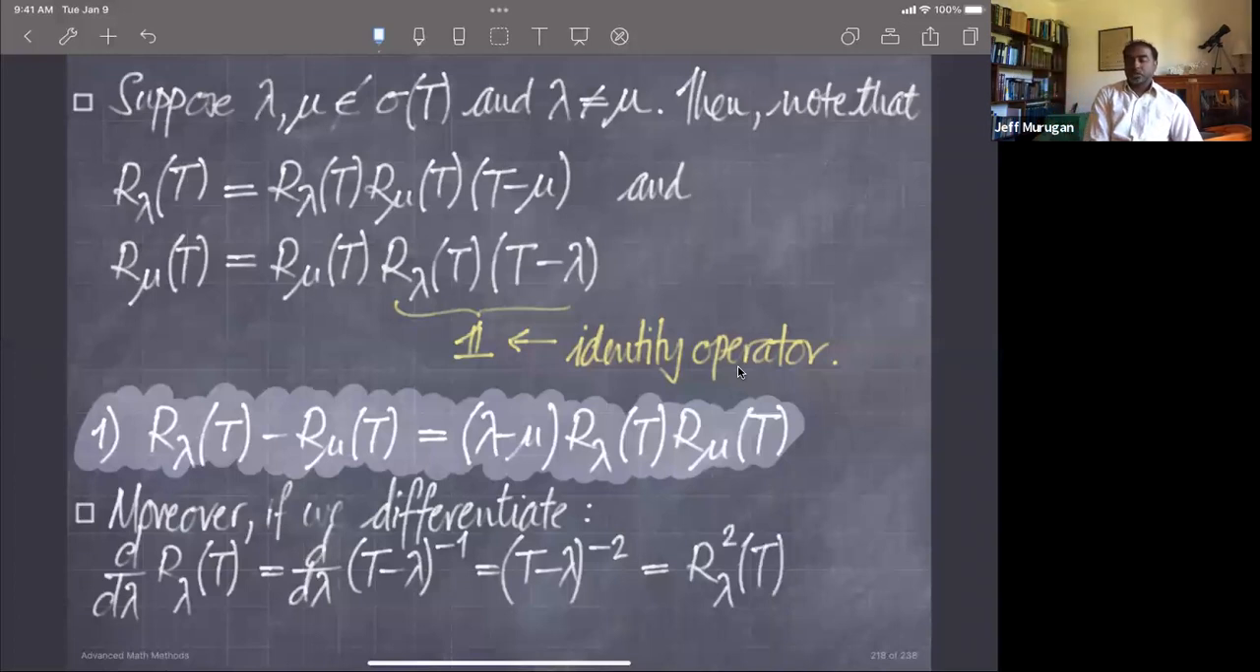Okay, and you can show that similarly, n derivatives of the resolvent operator is just n factorial times R lambda to the n plus 1 of T.